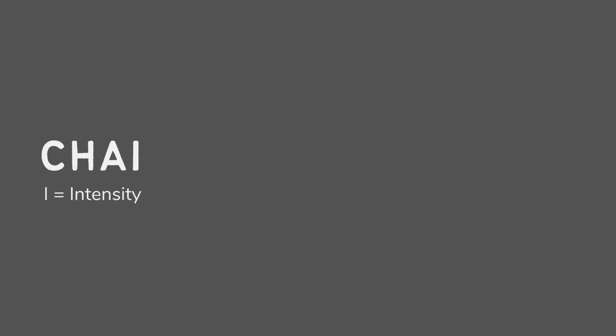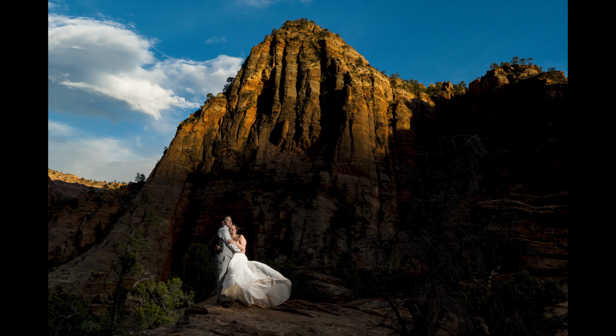The I in Chai is about the intensity of the light. How intense is it? Are you in full sun or are you under the shade of a tree? There's light in both circumstances, but the intensity of it is going to be different. And you'll see that by the extremes you have between your darkest shadows and your brightest lights. And so you can use that intensity to tell a story in your photo.